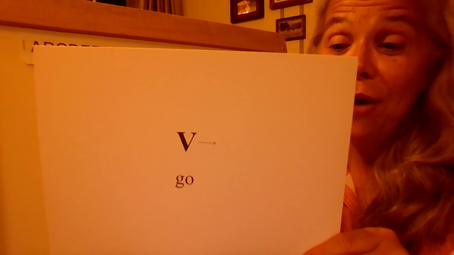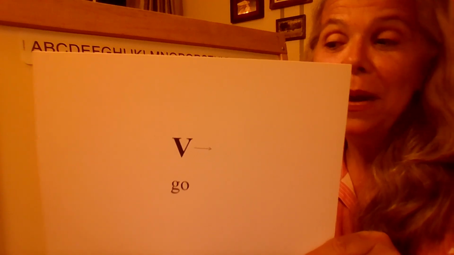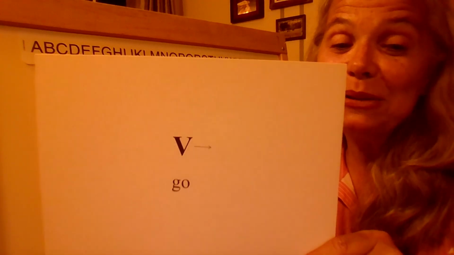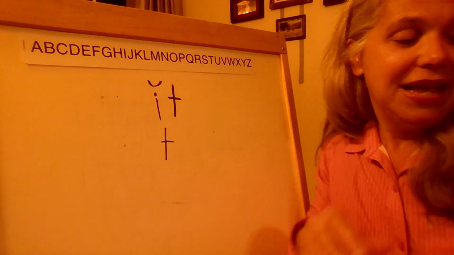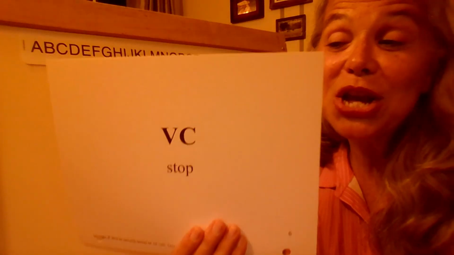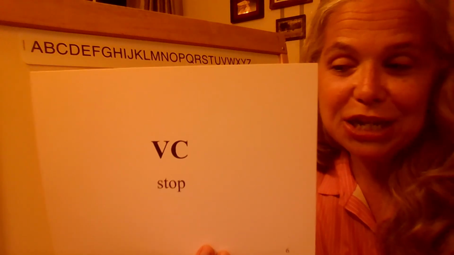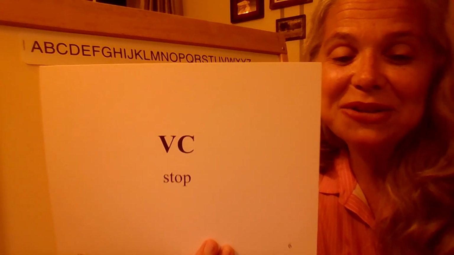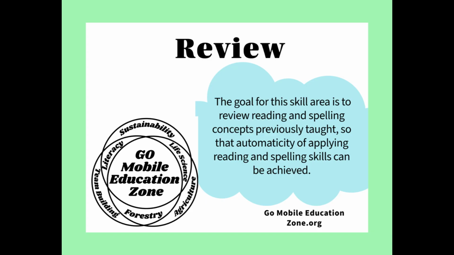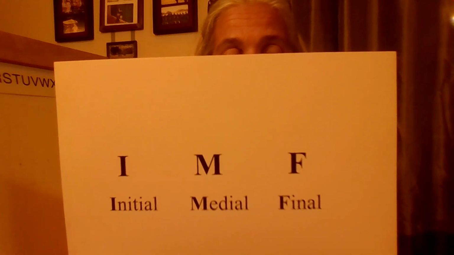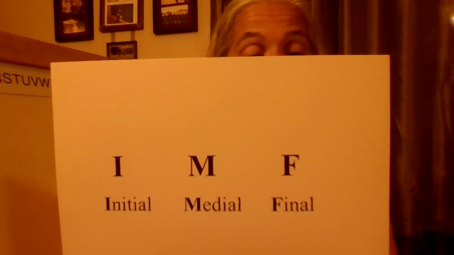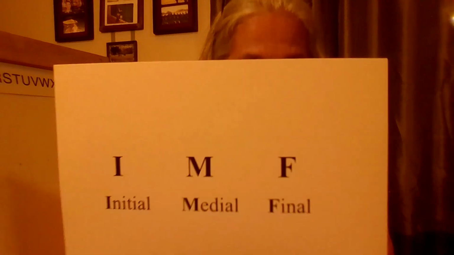Let's review our concept cards. If a syllable ends with a vowel, it's called an open syllable because vowels are open sounds. If a syllable ends with a consonant, it's called a closed syllable because consonants are closed sounds. Let's review. Initial means first, final means last. Medial means anything between initial and final.